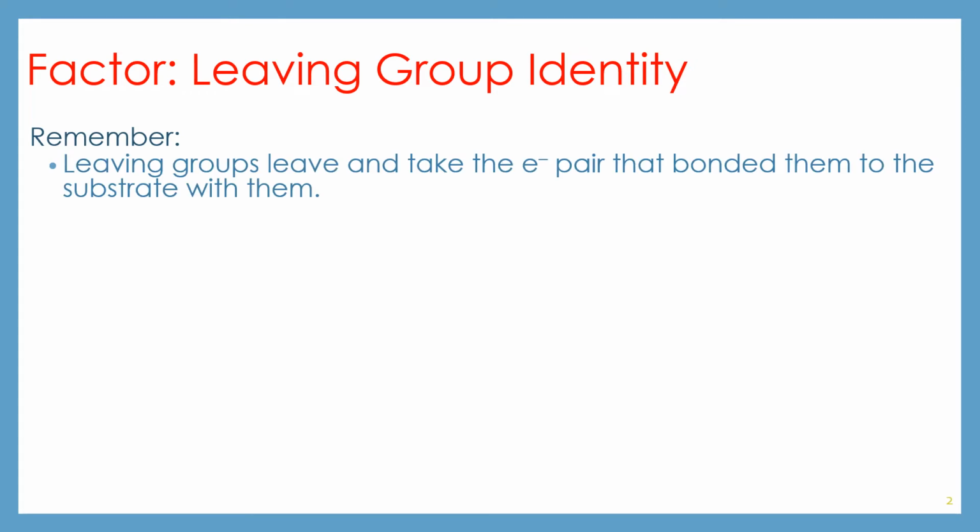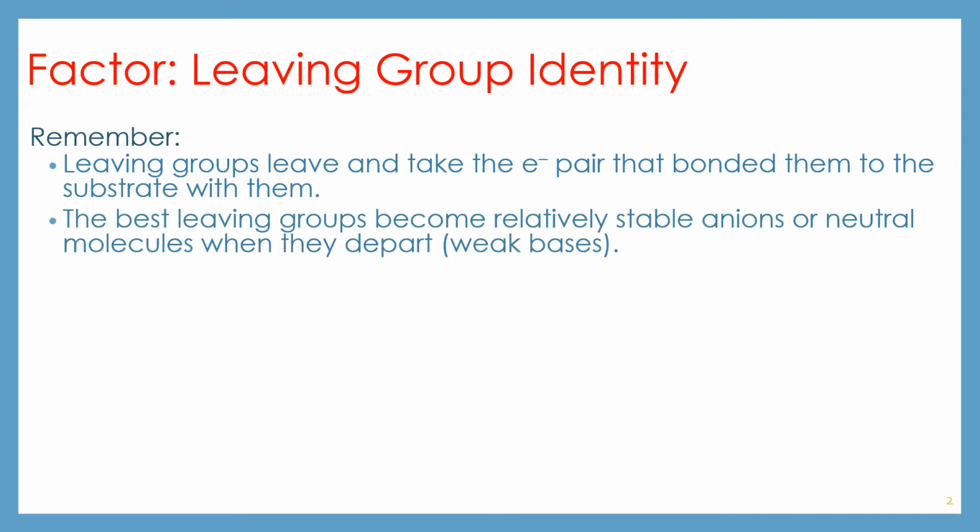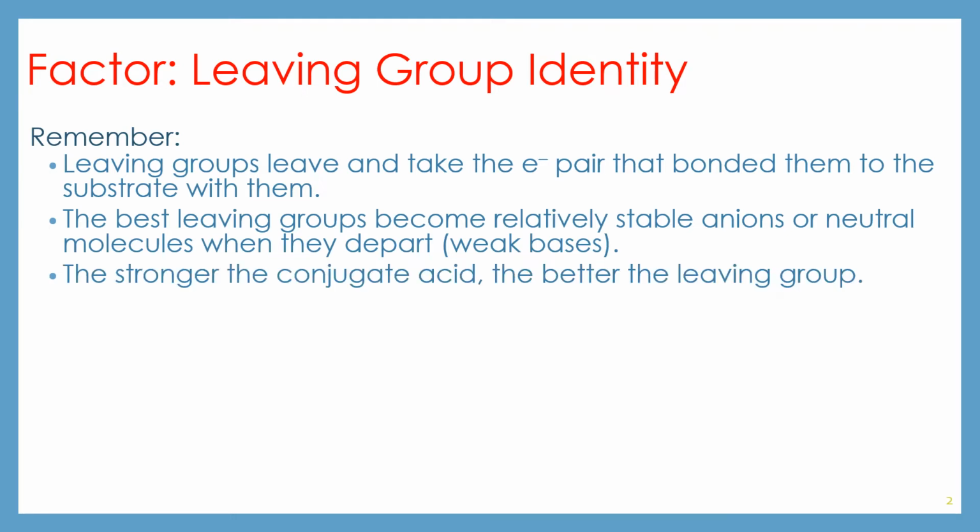First, we'll discuss leaving group identity. Remember, in a nucleophilic substitution reaction, the leaving group leaves and takes the electron pair that bonded them to the substrate with them. The best leaving groups become relatively stable anions or neutral molecules when they depart, or in other words, they are weak bases. The stronger the conjugate acid of the leaving group, the better the leaving group. So, for example, good leaving groups include iodide, bromide, chloride. These are all conjugate bases of strong halogen acids.